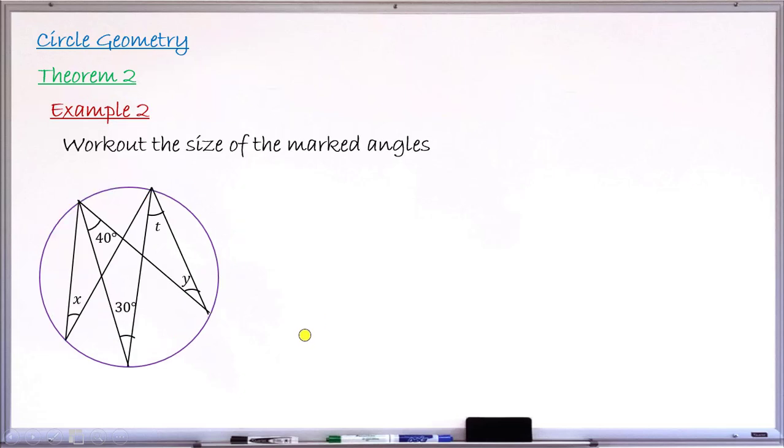Example number 2. It says, work out the size of the marked angle. So here I have angle X, I have angle T, and I have angle Y. So I need to find all those three angles. Solution to this very problem. So starting with the angle X, look at the angle X.